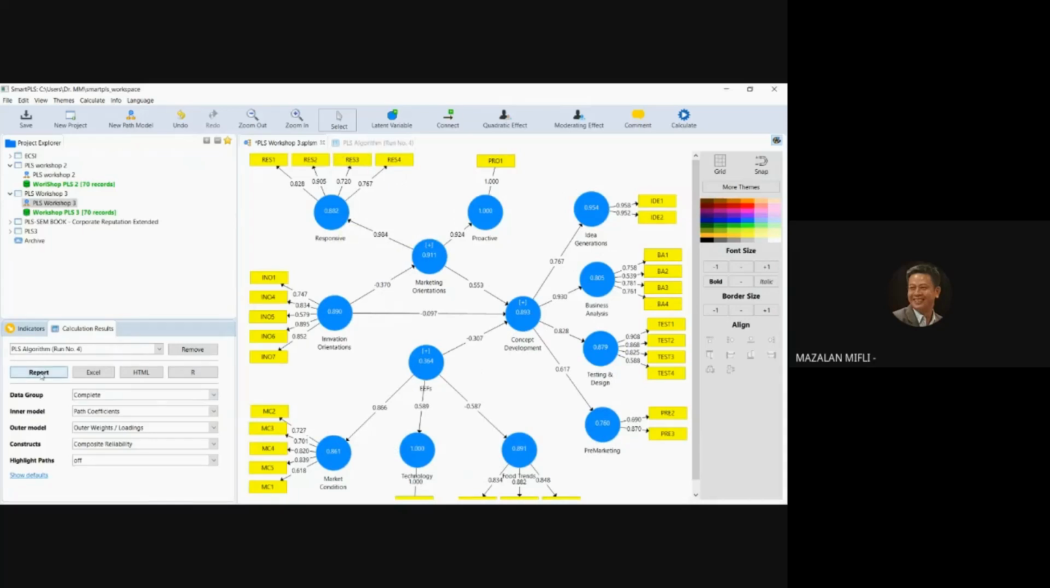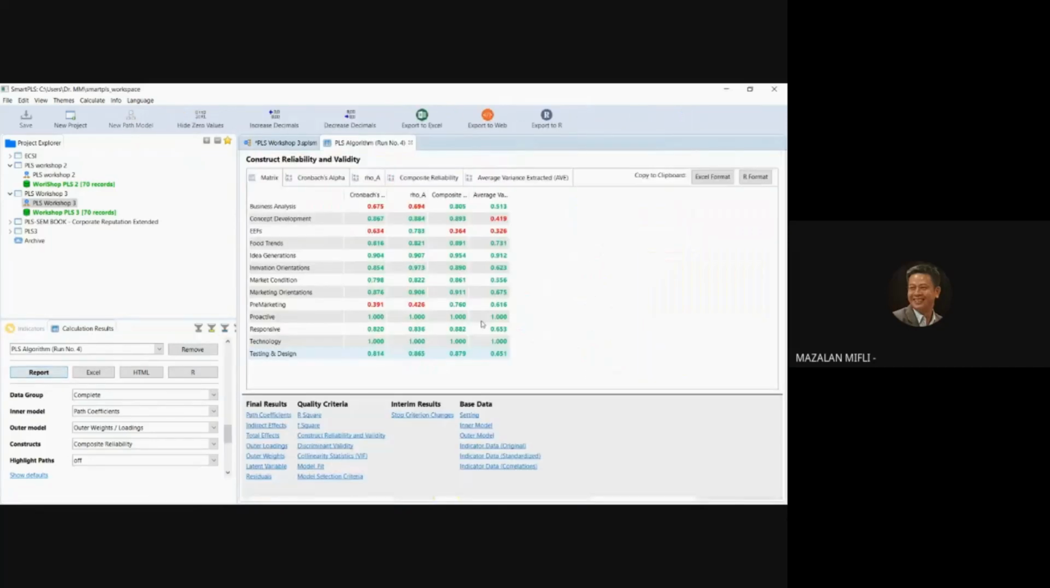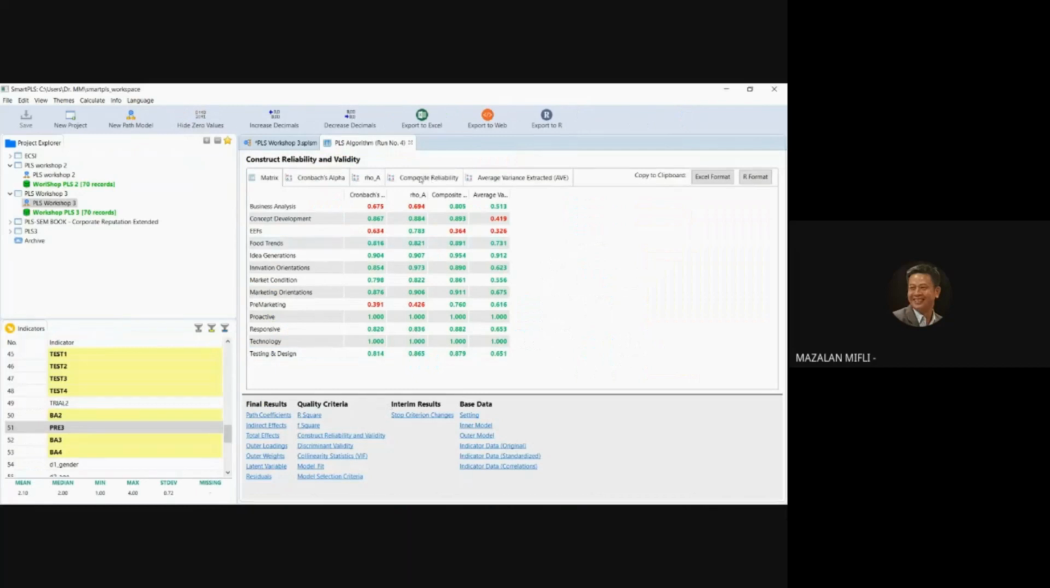So let's look at the report. Okay, we meet that. Composite, should be only this, the pre-marketing. There are some violations of the Cronbach's alpha.